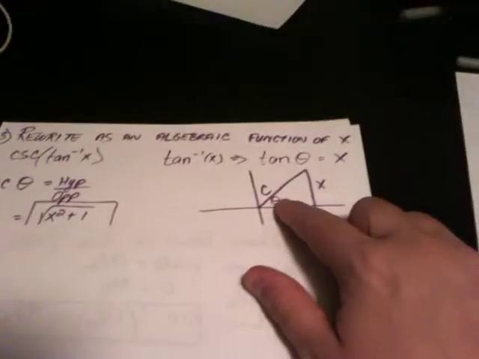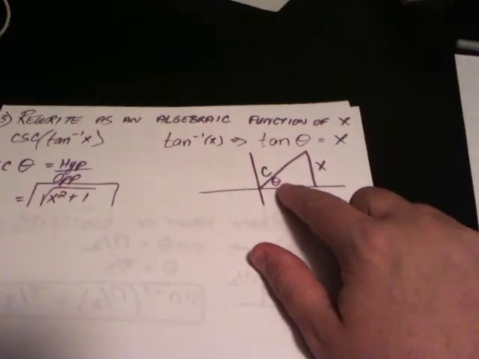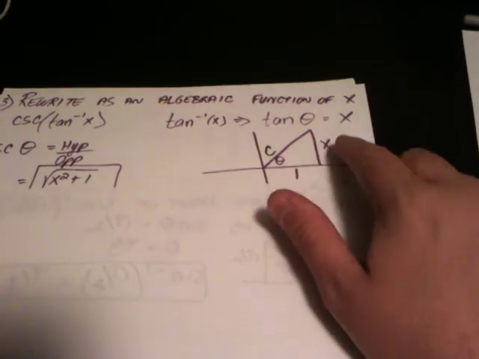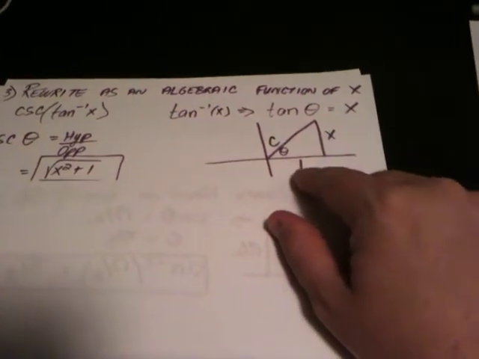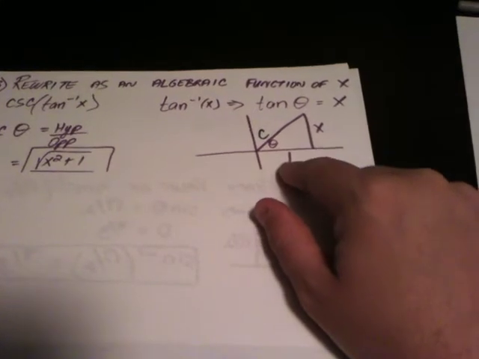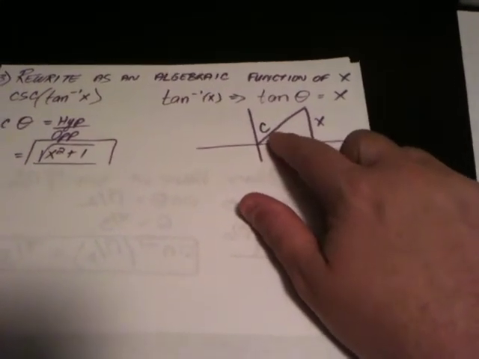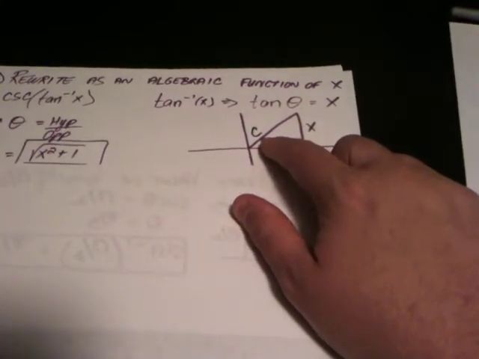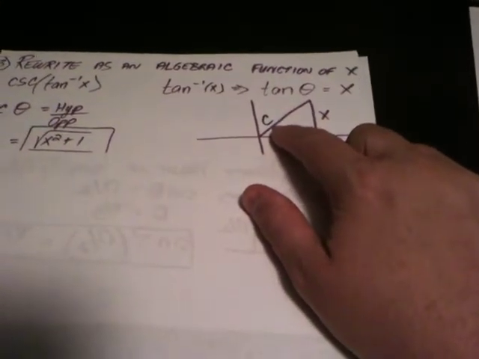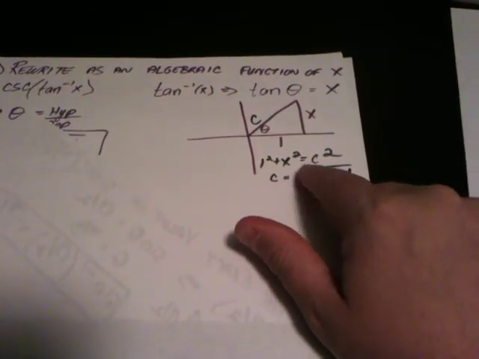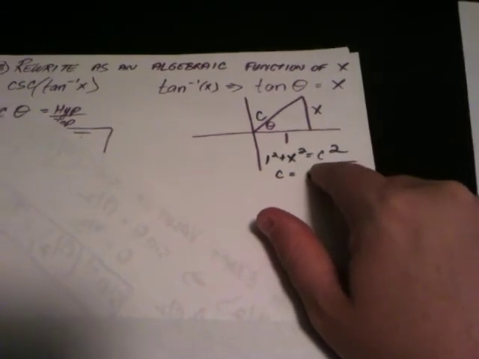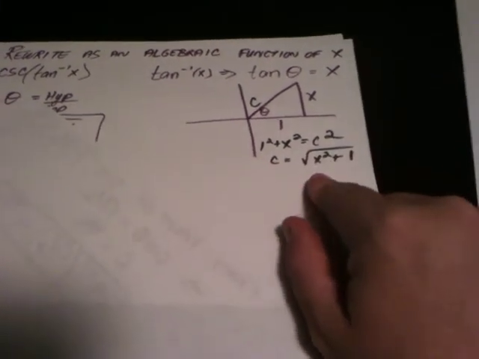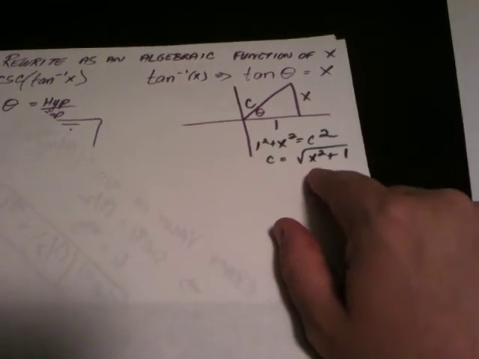So again, I'm going to draw my right triangle. If the tangent of angle theta is going to be x, your tangent is the opposite over the adjacent. So let's set it up as x over 1. What we don't know is the length of the hypotenuse, and we're going to need that eventually. So the way we're going to determine the length of the hypotenuse, we're going to use the Pythagorean theorem again. We're going to get 1 squared plus x squared equals c squared. If I want to find c, we're going to take the square root. C equals the square root of x squared plus 1.